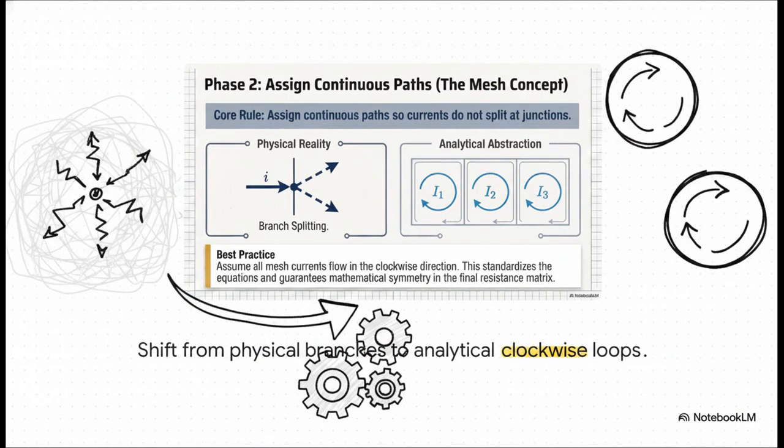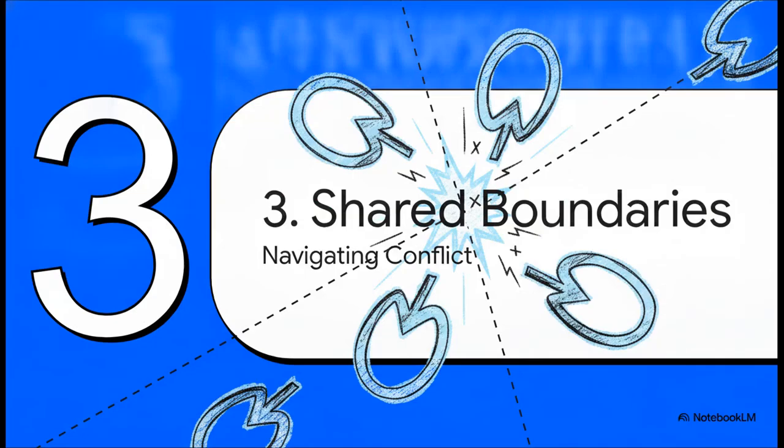Now into Phase 2, and this is where we introduce a massive analytical abstraction. We are completely leaving behind the physical reality of currents crashing into junctions and splitting apart. Instead, we're modeling continuous analytical loops. And here's the golden rule. Assume all our continuous mesh currents flow strictly clockwise. Now sure, real electrons do not care about our clockwise rules, but by enforcing the standard analytically, we're basically setting a trap to capture mathematical symmetry later on. It's a brilliant hack.